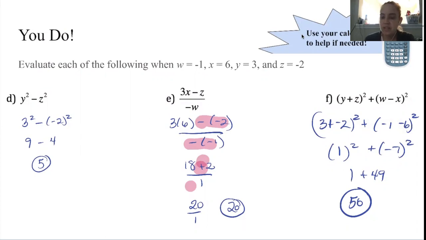And for letter F, you've got 2 sets of parentheses. So work in those parentheses first. 3 plus a -2 becomes 1. And -1 plus a -6 becomes -7. So there you go. My handwriting was a little bit messy. This should be a 50. Not a 56. It should be a 50.